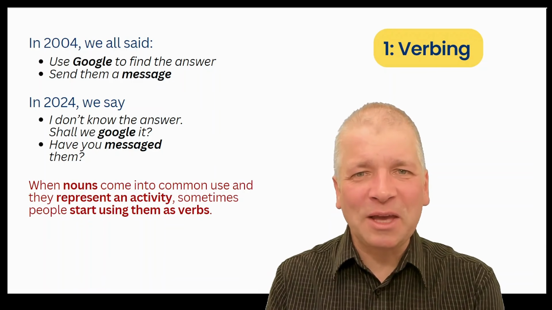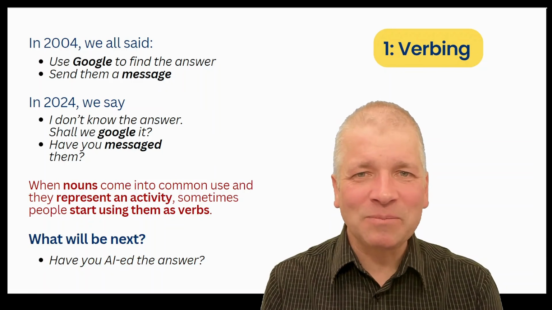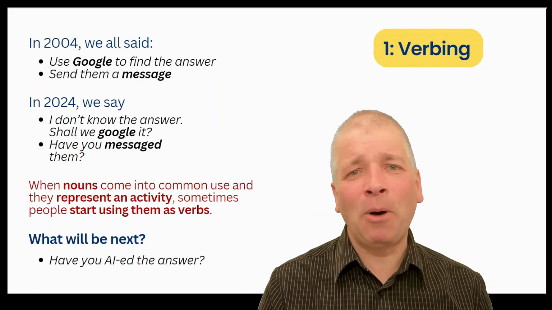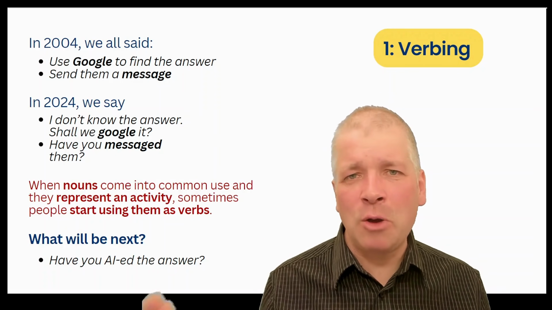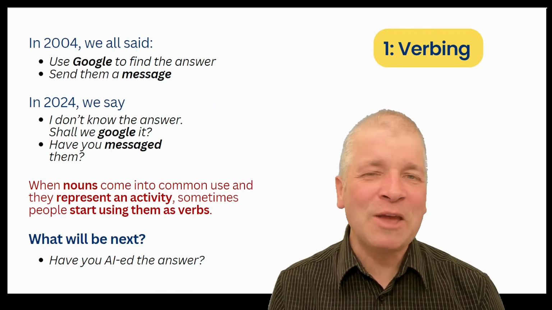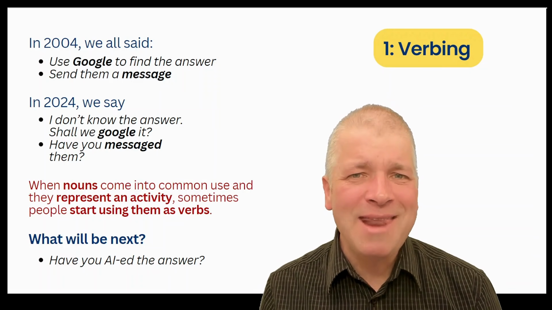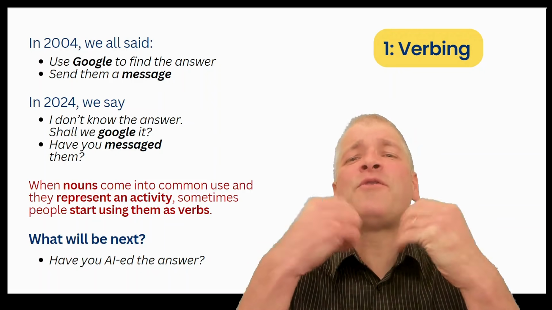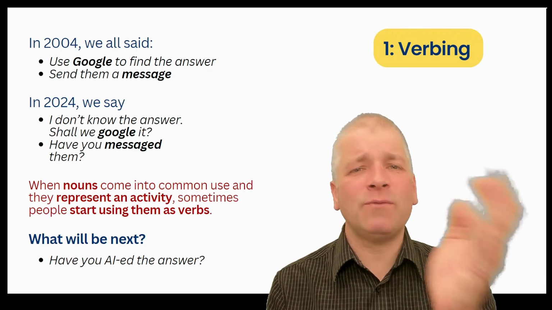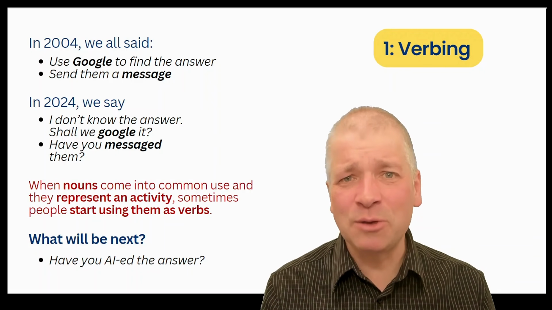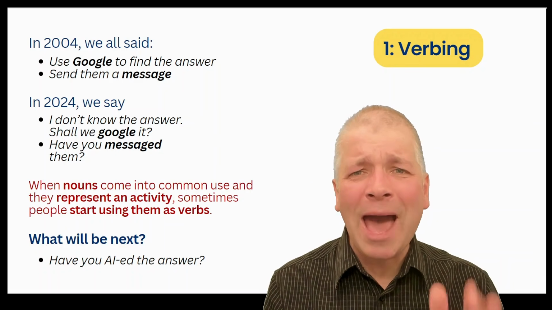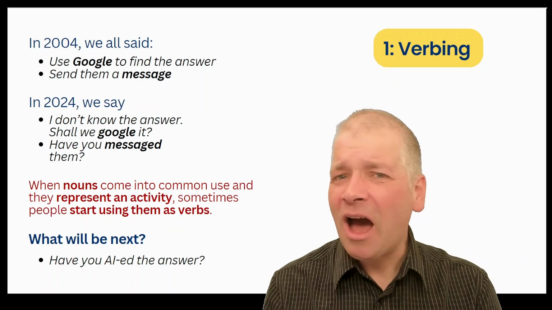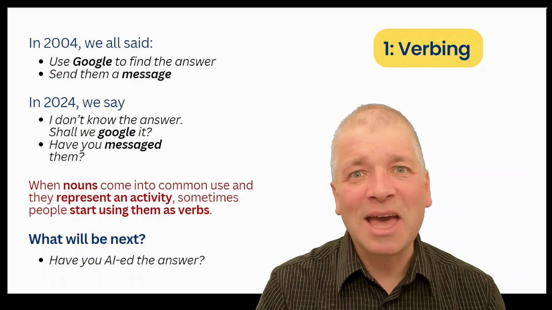That makes me think, what will be next? Now, AI has been very popular in the last 1 or 2 years, and it's only likely to grow even more. So I wonder if AI is going to become the next verb, the next example of verbing, where a noun converts into a verb because it's commonly used as an activity. It doesn't quite sound right though, does it? Have you AI'd the answer? I think it will happen, but it may take some time.